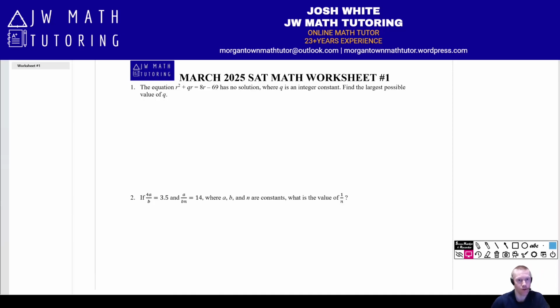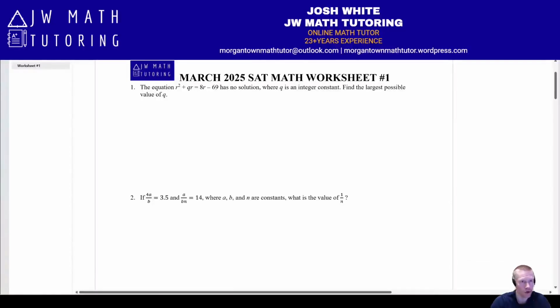Okay, so here you have a quadratic equation, and it has r in it, and r is your variable. But it also has a q here, which is basically just a constant. And you are told that this equation has no solution. What's the largest possible value of q?